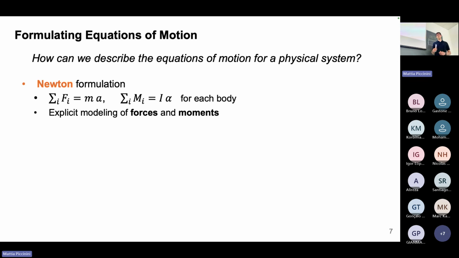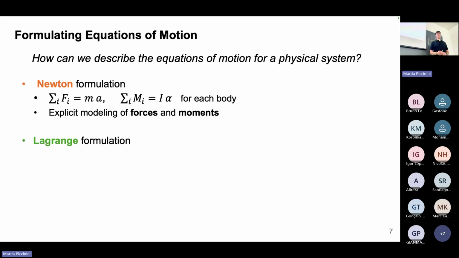This is fine, but it means we need to write down free body diagrams. We need to write down forces, moments. We need to basically know a lot about the system, right? If you think of humanoid robots, maybe writing the equations with the Newton approach is not so easy, because you have a lot of bodies, a lot of interactions, coupling, reaction forces. It can be a nightmare.